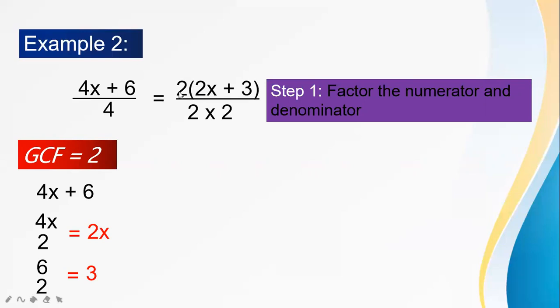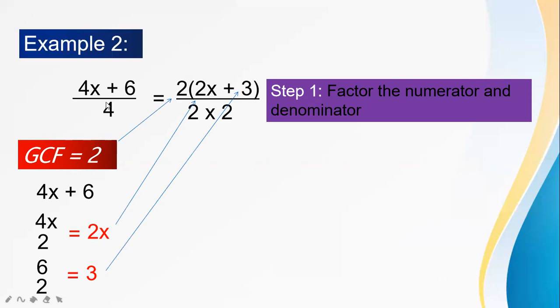Then we have 2. This will be the factor of the numerator. So we have 2, 2 is the GCF, and this will be the second factor, 2x plus 3. So therefore, we have 2, then we have 2x, then we have positive 3. 6 divided by 2 is positive 3.